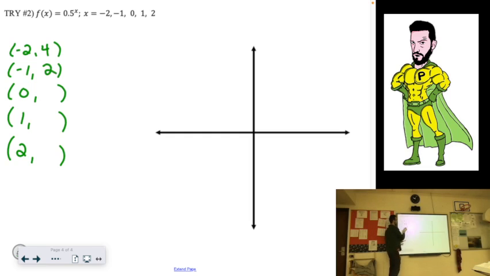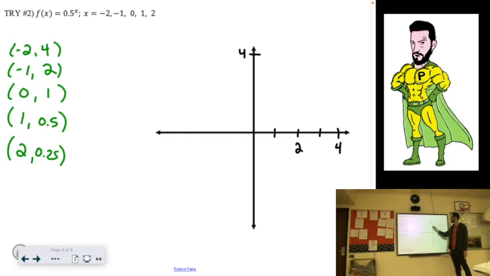All right, anything to the 0 power is 1. Look, they're dividing by 2 each time. So 1 divided by 2 is 0.5. 0.5 divided by 2 is 0.25. All right, let's graph that first. Our highest number is 4 there, so we're just going to make sure we include at least 4 in every direction. 1, 2, 3, 4, and negative 1, negative 2, negative 3, negative 4.